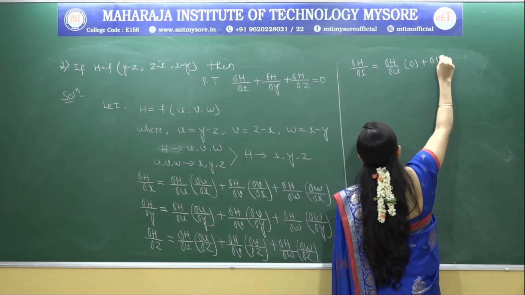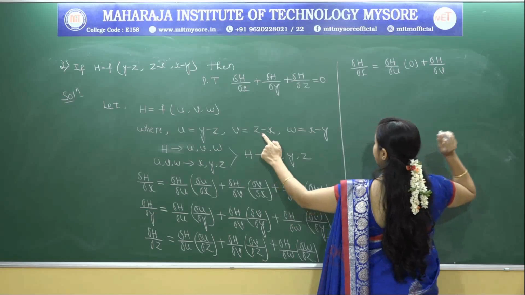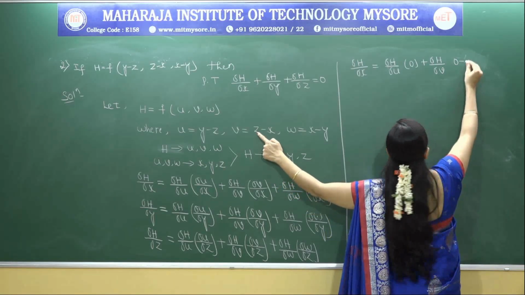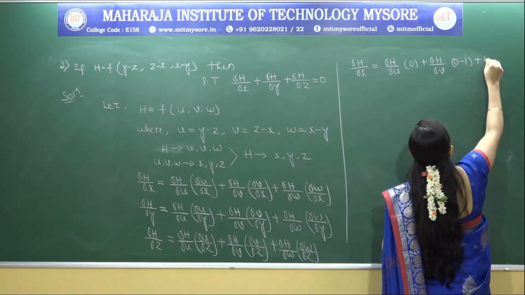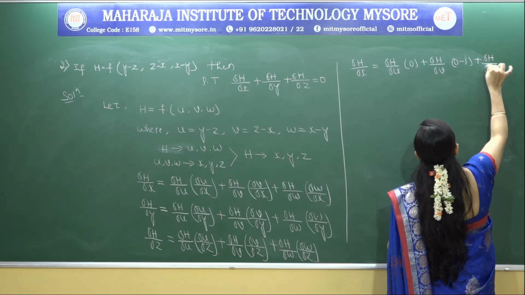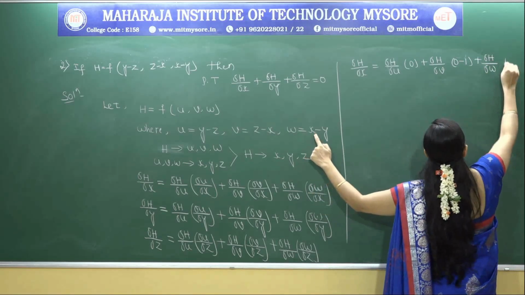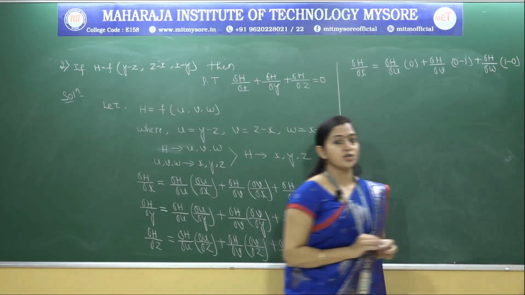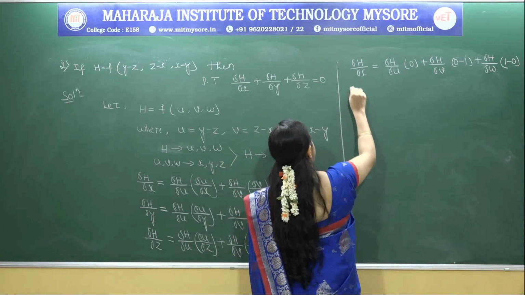Similarly, the second one, del h divided by del v into del v with respect to x. Differentiate this keeping y and z constant, so this differentiation is 0 and x differentiation is 1. Similarly, del h divided by del w into del w with respect to x. Differentiation of x is 1, and you keep the y term constant, so the differentiation is 0. Similarly, you can write the other two parts.